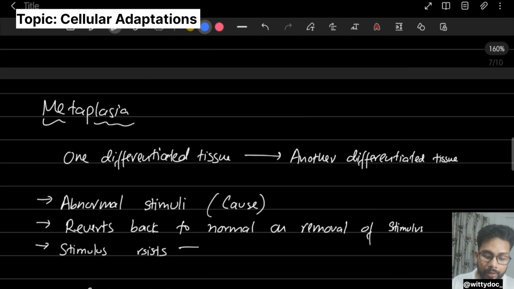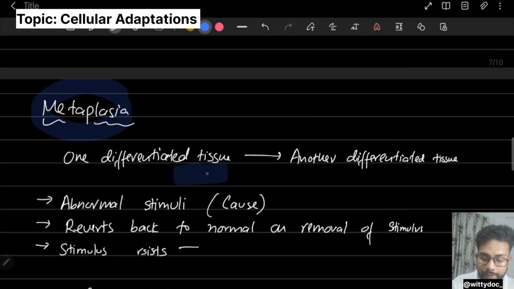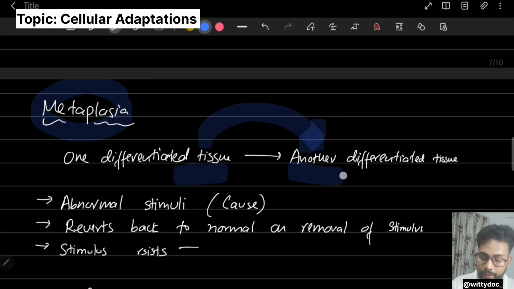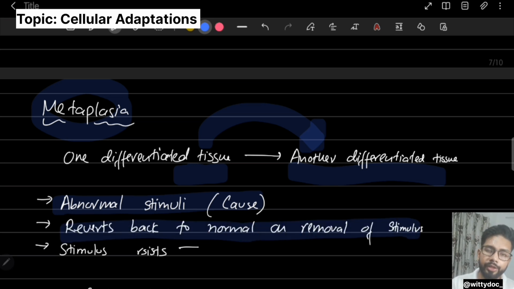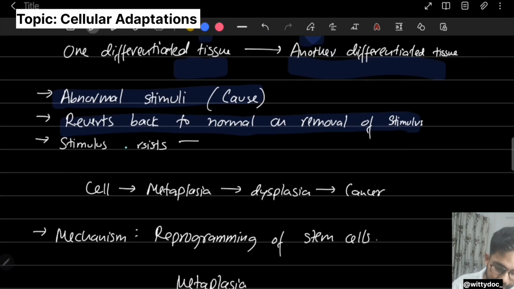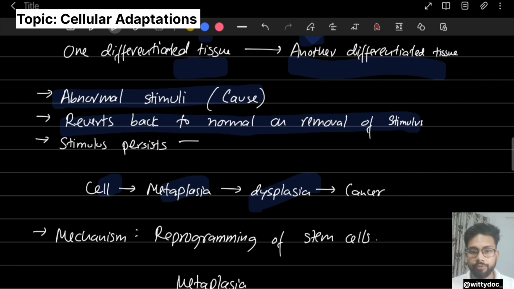Okay, then the next cellular adaptation is metaplasia. Here one differentiated cell is converted to another differentiated cell. It is due to abnormal stimulus. Due to abnormal stimulus, the cell undergoes metaplasia. If the stimulus is removed, it may revert back to its normal structure. If the stimulus persists, then the cell first shows metaplasia, and it may then show dysplasia. Okay, dysplasia, where abnormal structures are formed. We'll see this in the future slides. And then this may lead to cancer eventually if the stimulus is not removed.